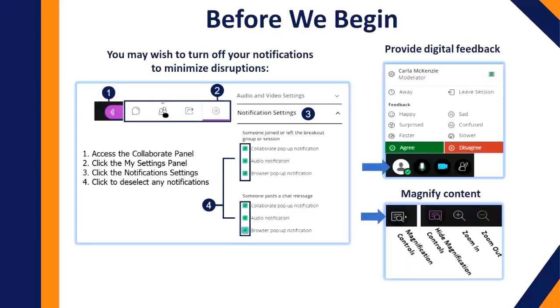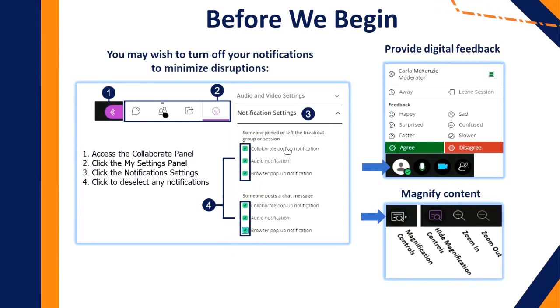Before we begin, there's a few housekeeping items. You can certainly minimize your notifications and any distractions. If you click the purple tab in the lower right corner, slide over to the gear, which is the My Settings panel, and then you can change your notification settings, deselecting the notifications that may come up when a participant leaves or joins the session or posts a chat message.